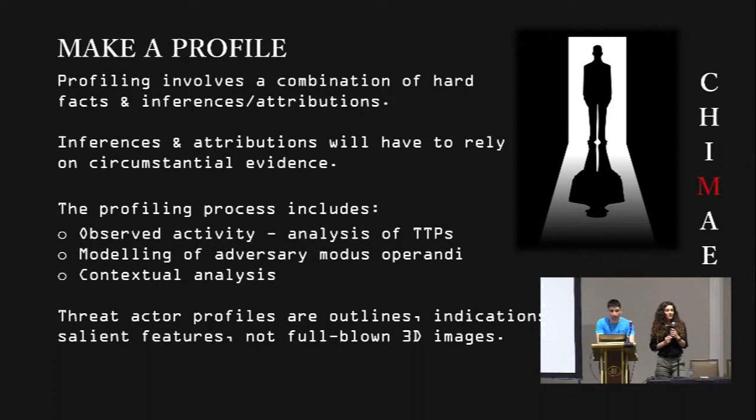Now, the profile is not going to work the same way as profiling a normal person that you see and know who you have to deal with. No, it works the same way that criminal profiling works, which means all you have as information is the evidence of their criminal activity. This is circumstantial evidence, but this can still be enough. From the evidence that you collect, the hard facts, you move on to making inferences in order to eventually create a profile of the threat actor that you have in mind. What you look at while profiling is the observed activity, the analysis of their TTPs. You want to model their modus operandi. And of course, you need to have a good understanding of their contextual environment.